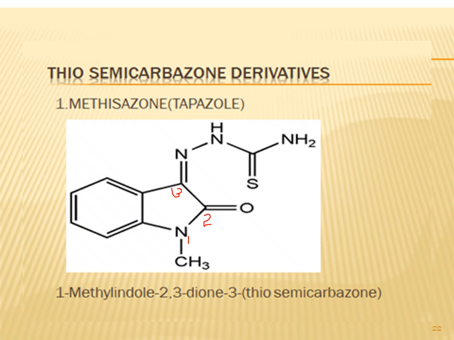At the first position of this indole nucleus, a methyl group is present. Hence the IUPAC name starts with 1-methyl indole. And at the second and third positions, two keto groups are present. Instead of a keto group at the third position, what is the side chain? Thiosemicarbazone is attached. Hence the IUPAC name is 1-methyl indole 2,3-dione 3-thiosemicarbazone.